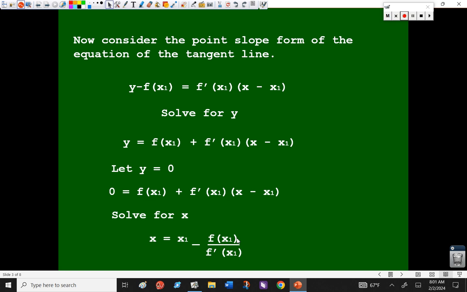When you do this, this results in this equation down here, which is what we'll call Newton's method. It is x equals x sub 1 minus f of x sub 1 divided by f prime of x sub 1. So essentially, an x value minus the y value corresponding to that x value divided by the slope at that x value. This, ladies and gentlemen, will help us approximate any value of a function using a straight line. Okay, we'll see some practice in a second.